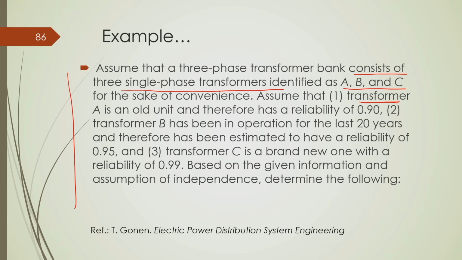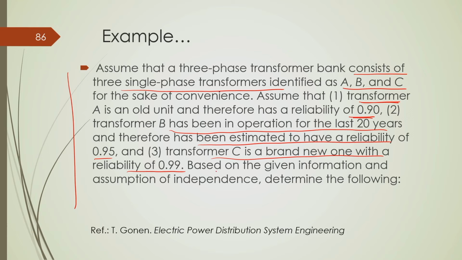So, transformer A is an old unit and therefore, reliability is 0.9. Transformer B has been operational for last 20 years and therefore, its reliability is 0.95, and transformer C is brand new and its reliability is 0.99. Now, you can see this aging effect is visible here. With time, the reliability level of individual component will reduce, which I discussed at the very beginning of this mathematical description of failure function and the reliability function.